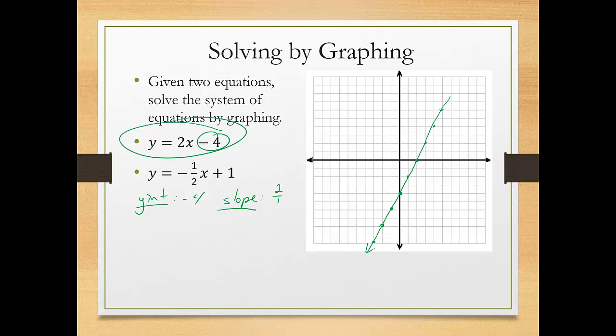Okay, now let's go ahead and graph our second line in blue. Let's find our y-intercept, +1. So the y-intercept is 1. Our slope is going to be -1 over 2. So from our origin, go up 1. Then the slope is negative, so we're going to go down 1, and then we're still going to run to the right. So right 2. Down 1, right 2. So there's our line.